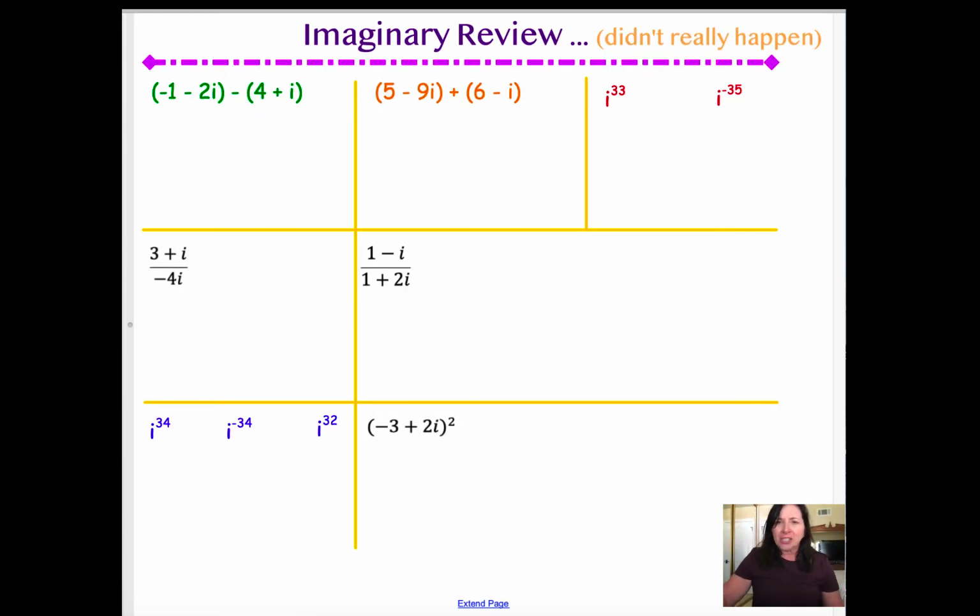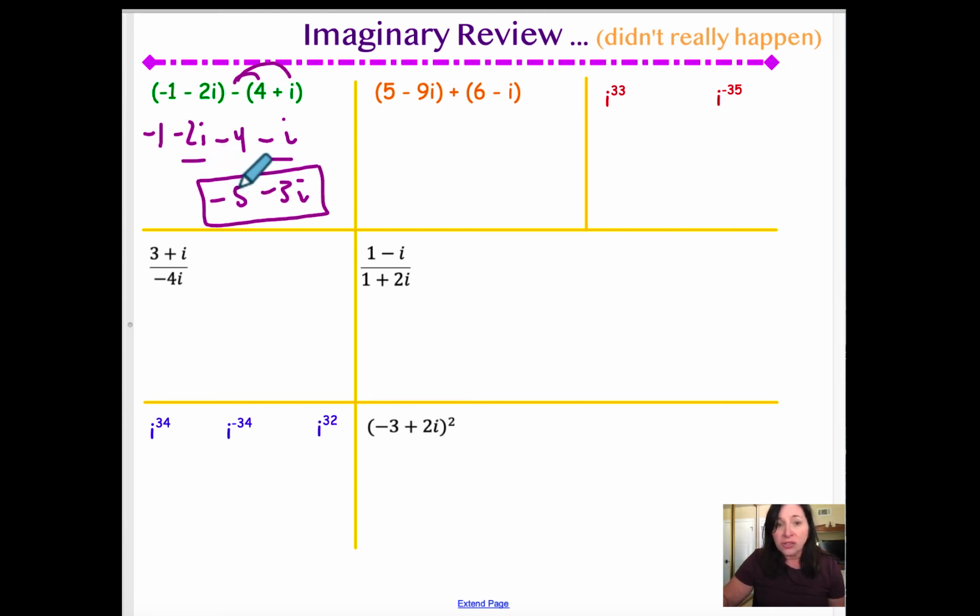A little bit of imaginary review. We're going to distribute this negative sign. So we have negative 1 minus 2i minus 4, move that distributive, right? And then minus i. So the i's get combined. So we have negative 3i and we have negative 5. And that's my answer to my expression. I'm not solving anything.